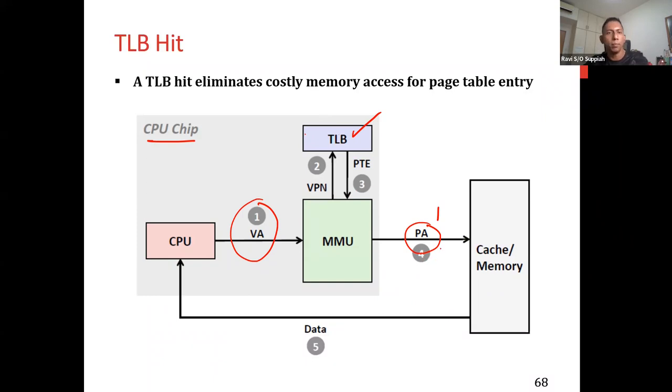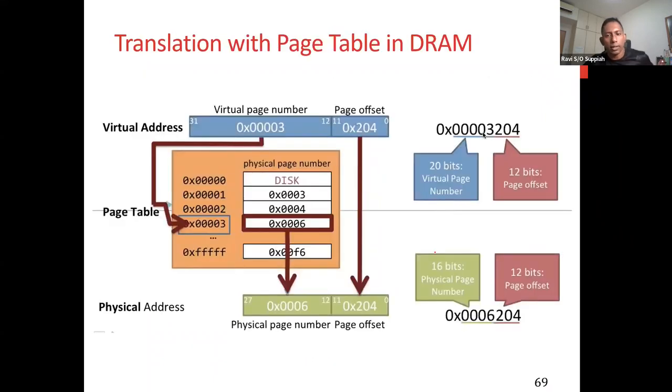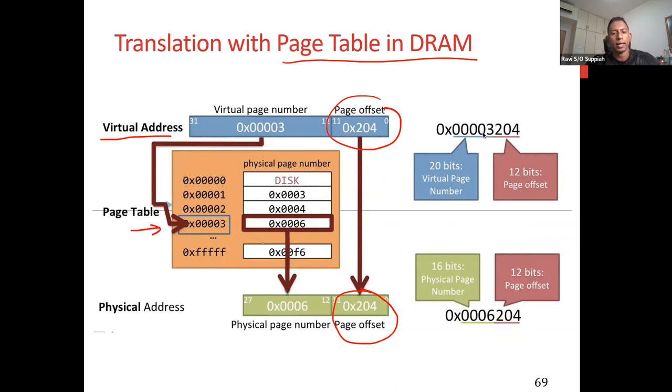Okay, but what if there is a miss? Let's look at it over here first. Whenever I want to access with the page table in the DRAM, what do I do? I take the data from the virtual address, take the page offset, map it to my current physical address, then the virtual page number points to one entry over here. Then I take the data from that entry in the page table, combine it with my data from the page offset, and then I get my actual physical address. So that is the address that I'm supposed to access.